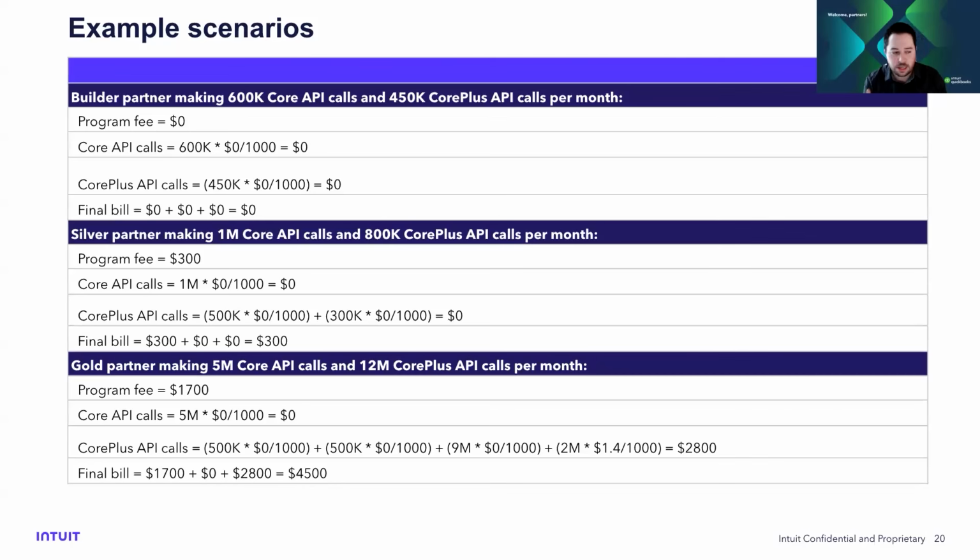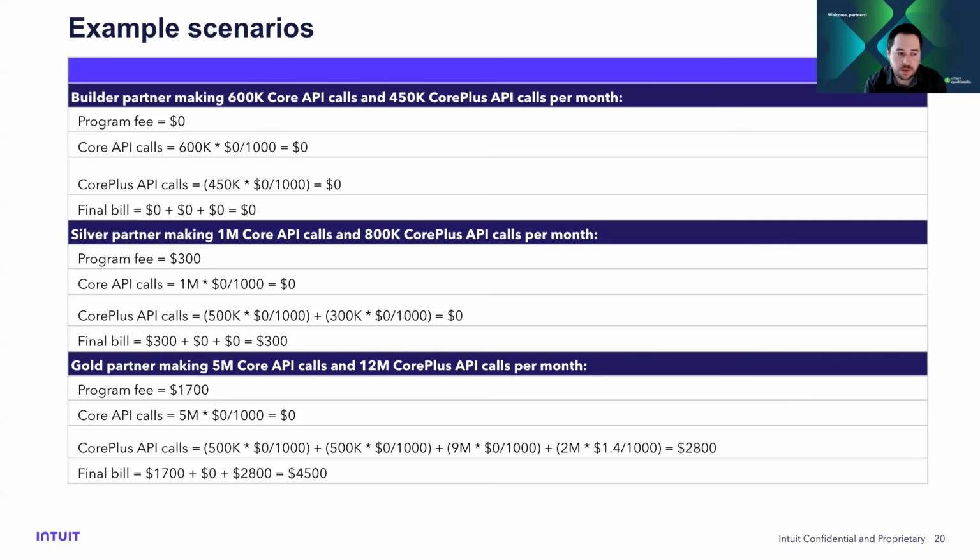Once again, program fee is zero. It's an uncharged tier. You can make as many Core API calls as your app needs to, and that will always be charged at zero. In this case, if they made 600,000 Core API calls, that would be times zero per 1,000 calls. So it's zero, of course.